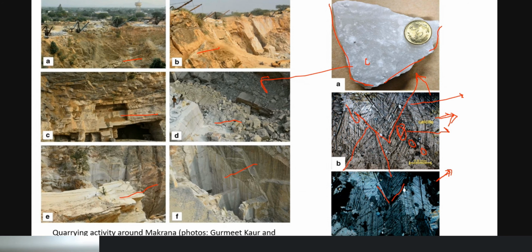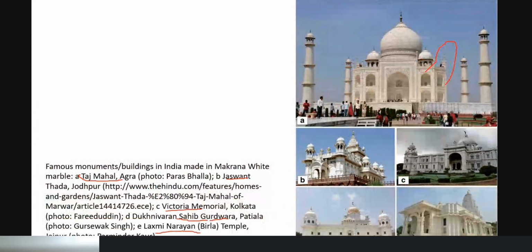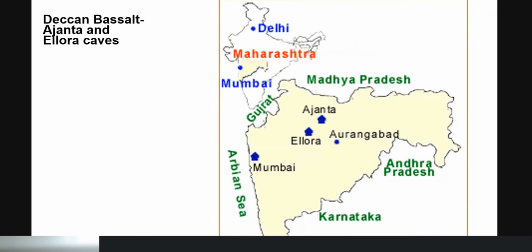Plus it is made from pure calcite, that's why it is pure white and beautiful. That's why this particular rock type has been used in many architectural monuments like the Taj Mahal, Jaswant Thada in Jodhpur, Victoria Memorial in Kolkata, Dudhikaran Sahib Gurudwara in Patiala, and the newly formed Lakshmi Narayan Temple, or Birla Temple, in Jaipur.